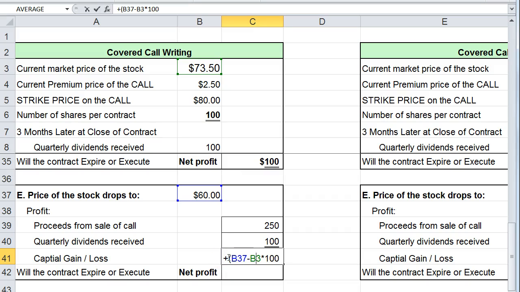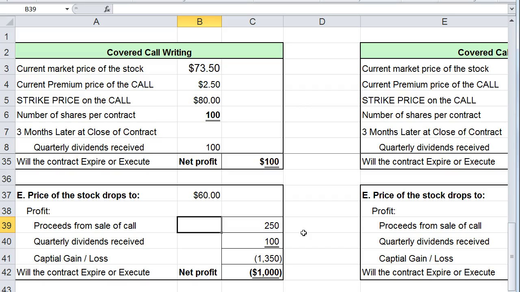Okay, so if the stock price goes to 60, it means I'm going to have a capital loss because I purchased at 73.50. Stock price is now down to 60, and I have this loss up here of $1,000. So now if the stock price went to 50, I would lose 2,000. If it went to 40, I'd lose 3,000. As the stock price drops, I'm losing more and more money on the covered call.